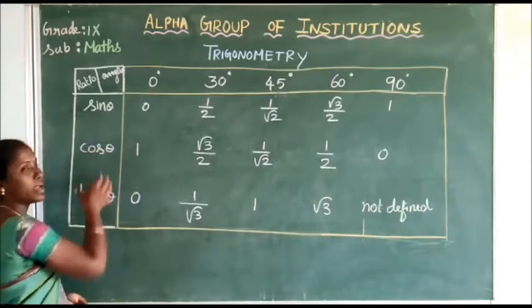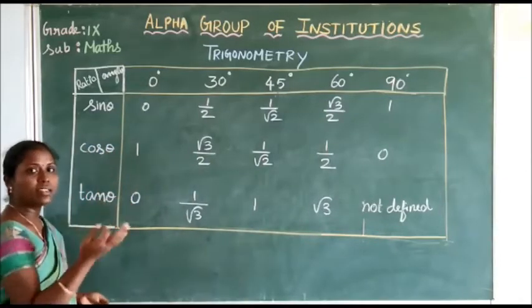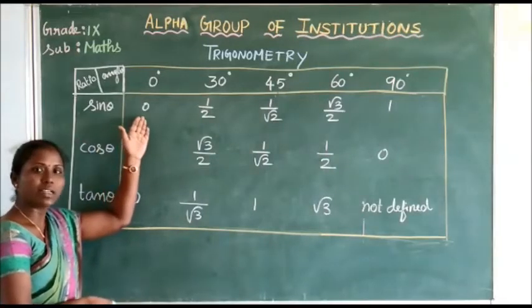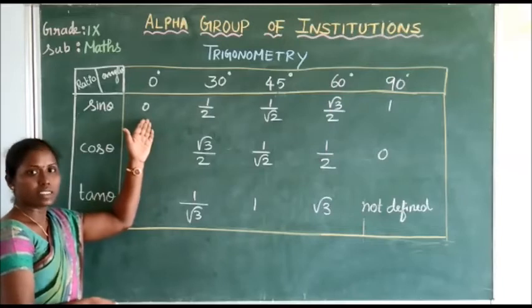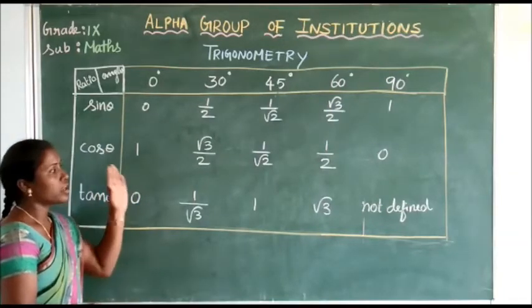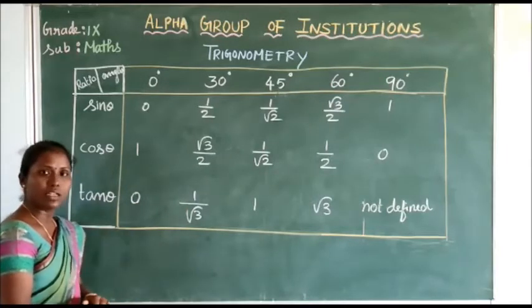So what are the three main trigonometric ratios? Sine, cos and tan. The other three are reciprocals of these. If we know the value of sine 0, we can get the reciprocal for cosecant 0. Likewise, we can fix the values for the other three ratios. If you learn these three, it's enough. Using these, you can get the other three values.